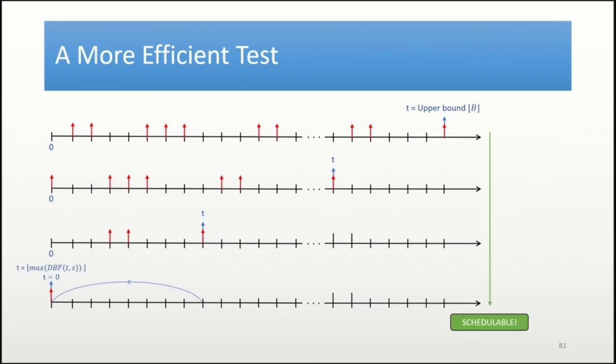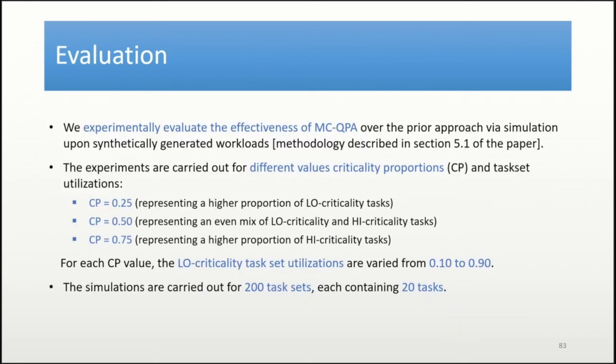Thus, the essential difference between the two approaches is in the number of interval lengths that are considered. While the prior approach needs to consider all the integer valued interval lengths up to B, MCQPA can skip through some of those interval lengths. How many interval lengths are skipped, and does it even matter? In order to examine this, we experimentally evaluate the effectiveness of MCQPA over the prior approach via simulation upon synthetically generated workloads. The methodology used to generate the workloads is described in section 5.1 of the paper.